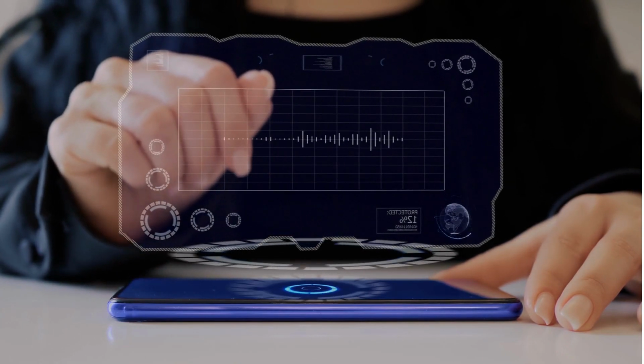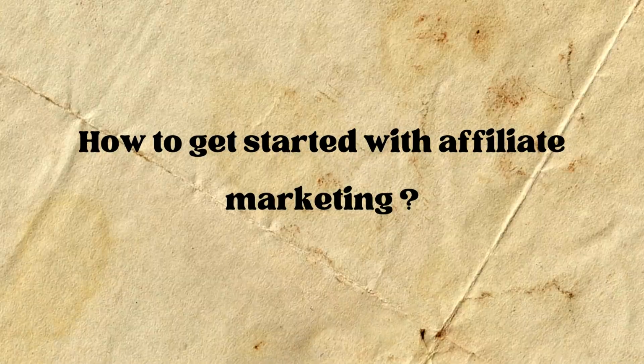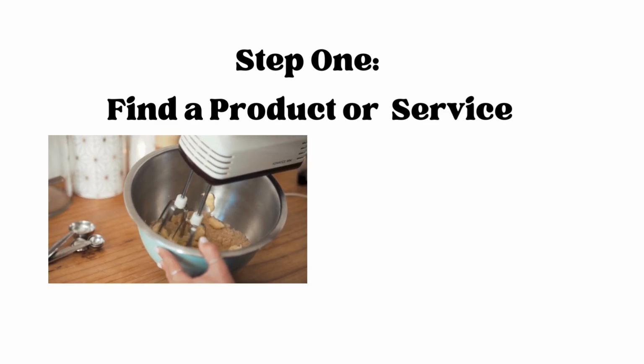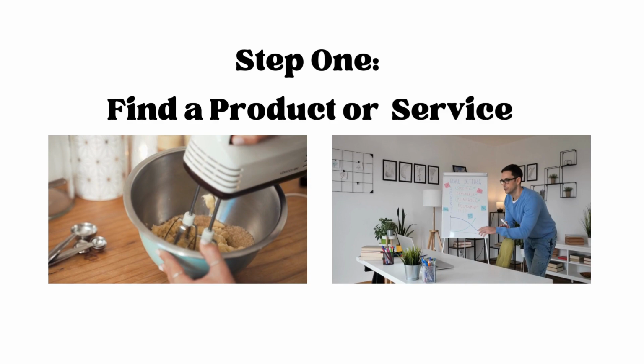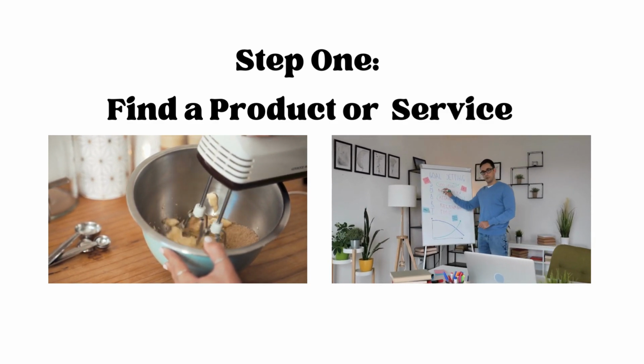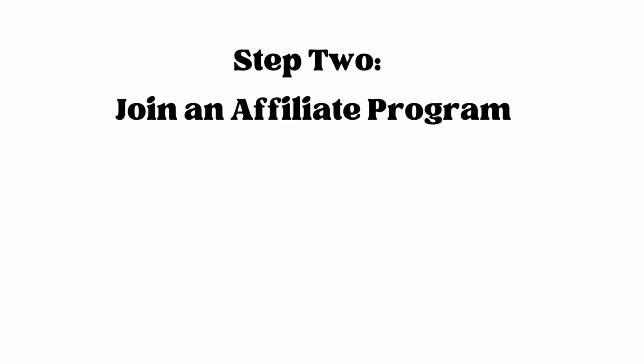But before we get into that, how do you get started with affiliate marketing? The first step is to find a product or a service that you believe in and that you are willing to promote. This product in particular could either be a physical product like a kitchen gadget or a digital product like an online course. You get the gist, right? Once you have been able to find a product or a service that you like to promote, the next step is to join an affiliate program.